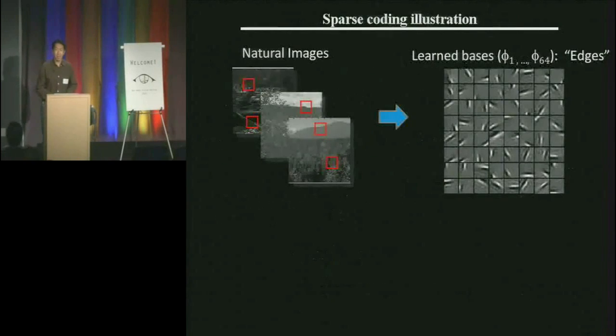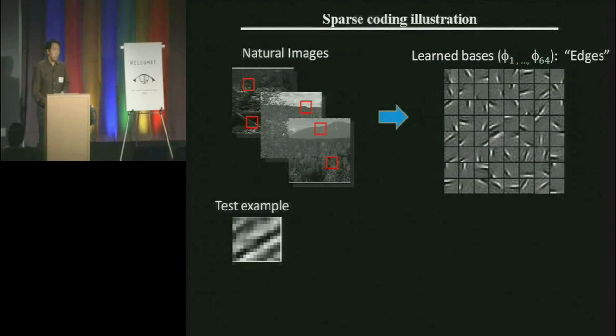So this is what sparse coding does. We train sparse coding by taking a set of natural images, cutting out random patches, and feeding those to the learning algorithm. What the learning algorithm does is it learns, in this case, 64 basis functions, phi1 through phi64, shown on the upper right. And you see that those basis functions correspond roughly to edges, like Gabor edge detectors.